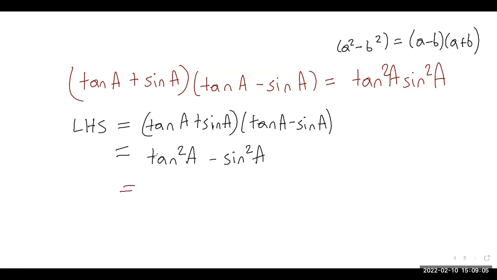All right, so notice that, wait a minute, we're going to end up with a lot of problems, but no problem. Look at this. Tan, we said that tan is sine over cos. So this is going to be sine square A over cos square A minus sine square A, right? Yes, sir. Now we can put this over 1.